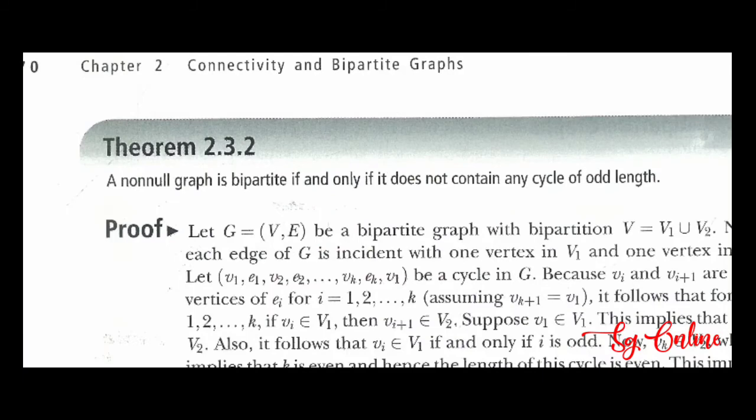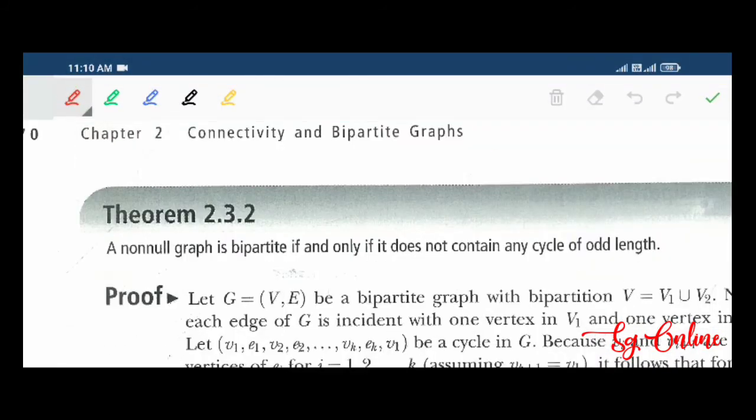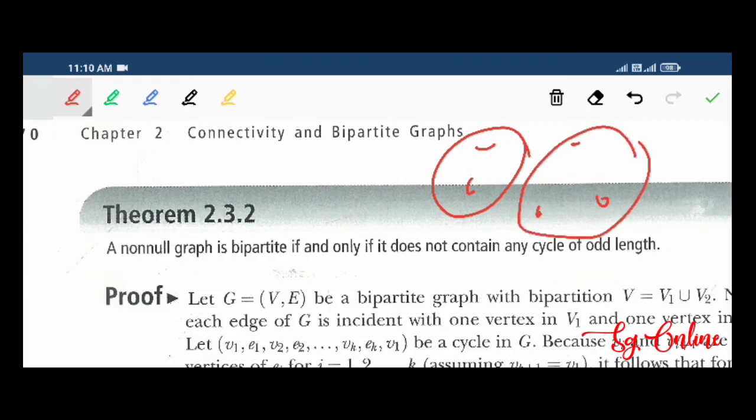Now we go for the characterization of bipartite graphs, and the characterization says that a graph is bipartite if and only if it does not contain any cycle of odd length. Here the statement is written for non-null graphs, but any null graph you can make bipartite, because if you have a null graph consisting of some vertices, you can make any subset of it one partition and the rest another partition. So every null graph is by default a bipartite graph.